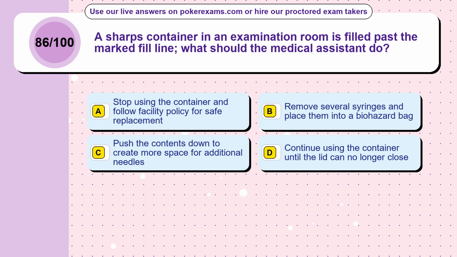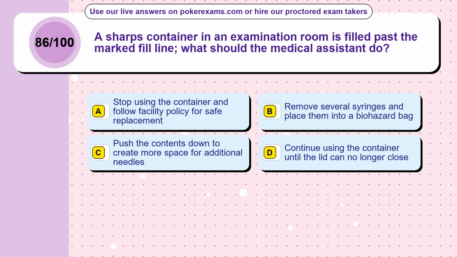Question 86. A sharps container in an examination room is filled past the marked fill line. What should the medical assistant do? Option A. Stop using the container and follow facility policy for safe replacement. Option B. Remove several syringes and place them into a biohazard bag. Option C. Push the contents down to create more space for additional needles.